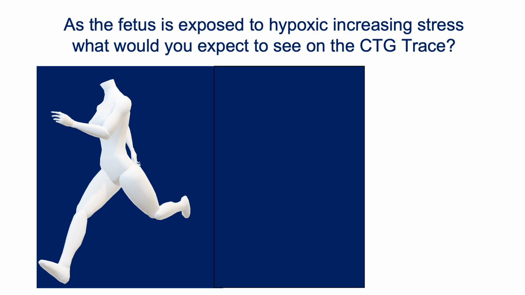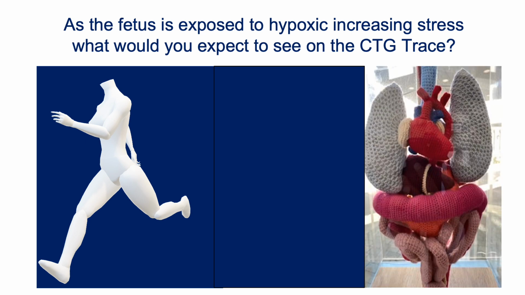Now let's ask a question. We have started oxytocin, so the fetus is now exposed to increasing hypoxic stress. What would we expect to see on the CTG trace? So in adult life, if you're running, jogging, or if you're in a gym exercising, we increase the rate and depth of respiration to keep our myocardium in a positive aerobic balance.